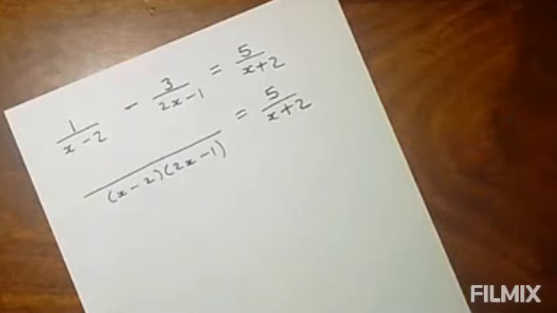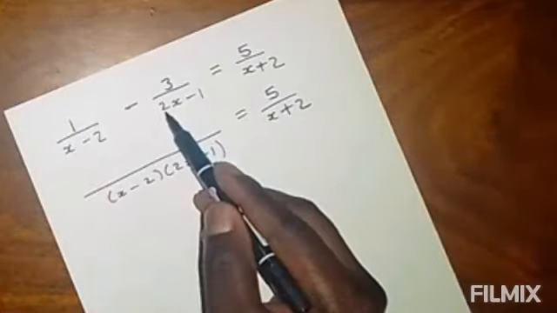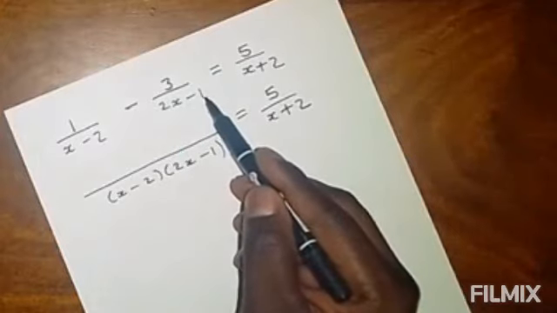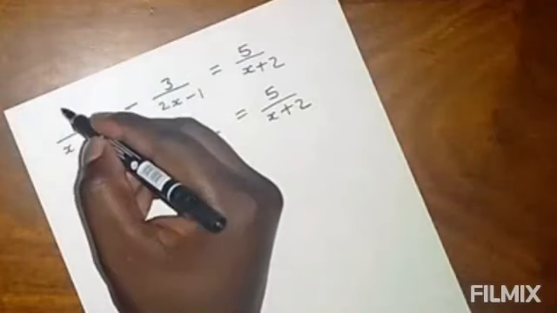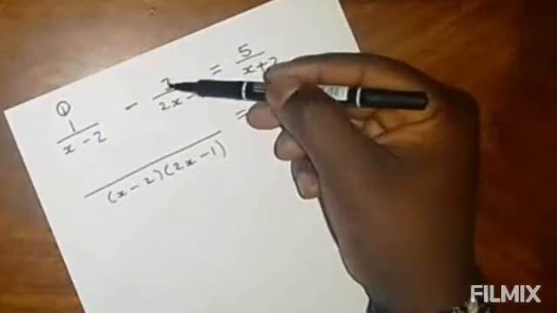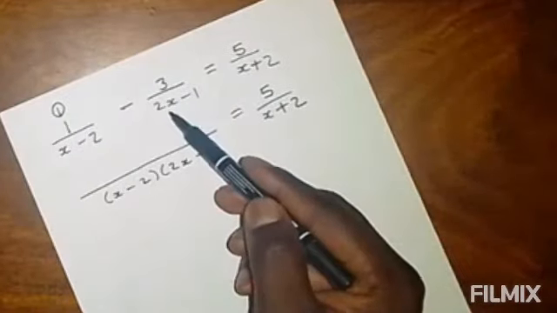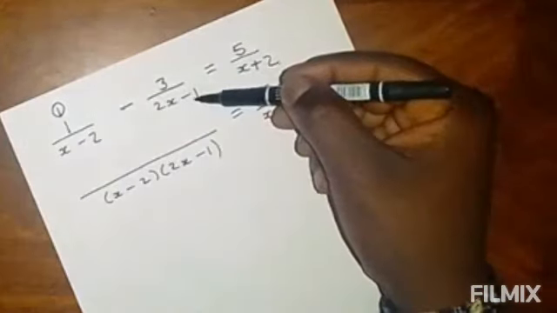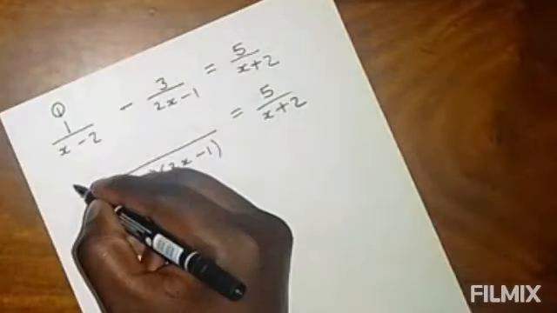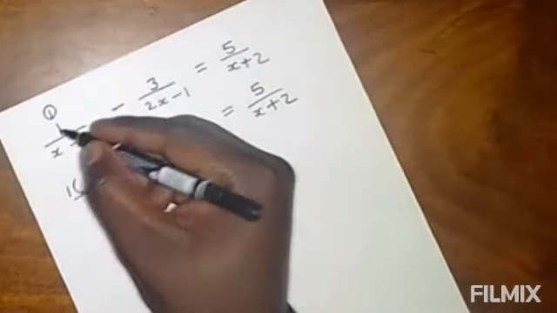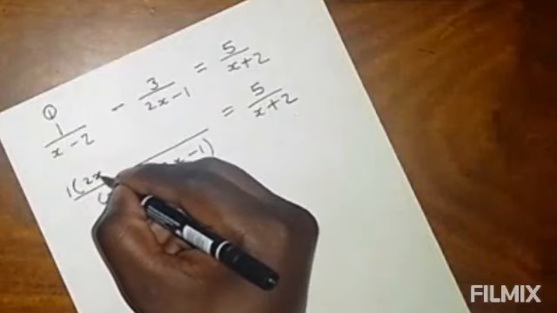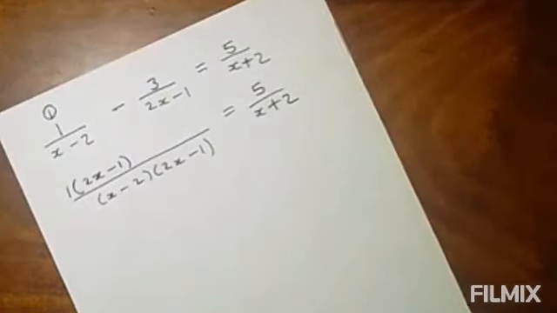So what you are going to do here is 1 is going to multiply 2x minus 1. Remember, you have to start with this term. Do not start by multiplying with 3. You have to start with 1, which is going to multiply the diagonal denominator. So I'm going to write 1 first. This is 1, which is going to multiply the diagonal denominator, which is 2x minus 1. I hope you are listening.